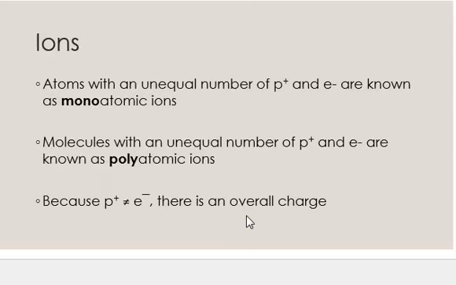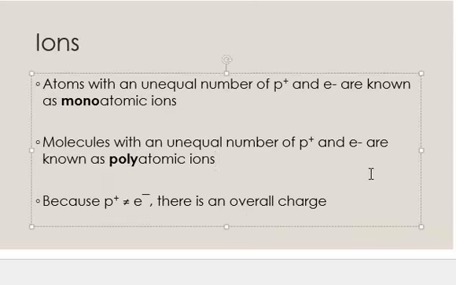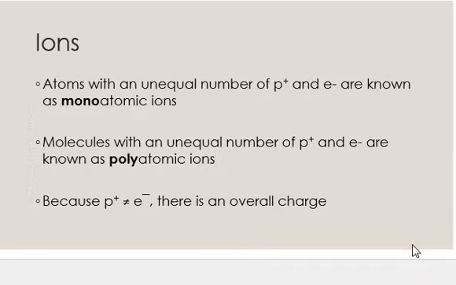I mentioned the term ion, which we haven't defined yet. Ions are atoms or molecules with unequal number of protons and electrons, so there is an overall charge. Atoms with an unequal number of protons and electrons are known as monoatomic ions. Molecules with an unequal number of protons and electrons are known as polyatomic ions.